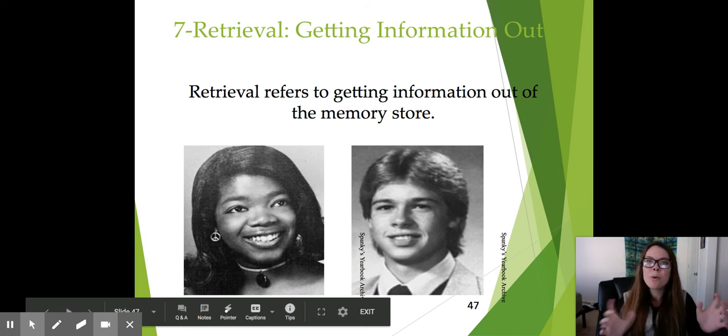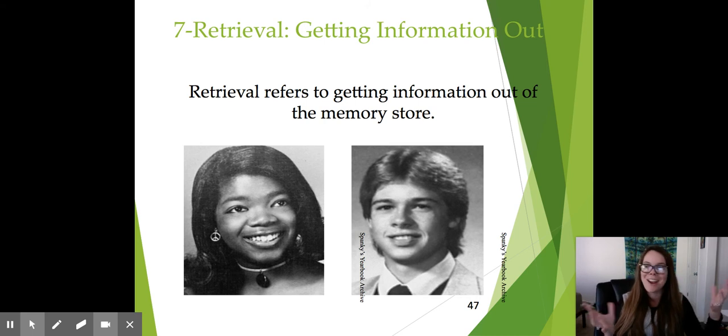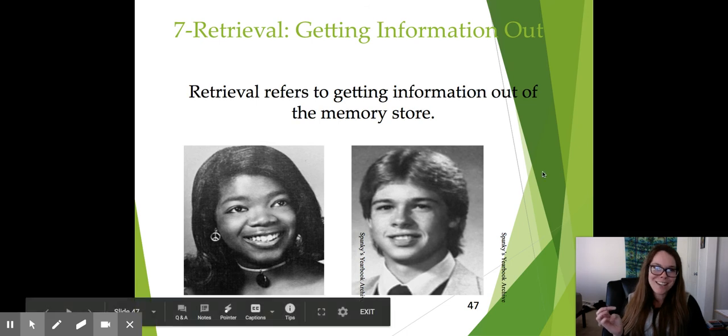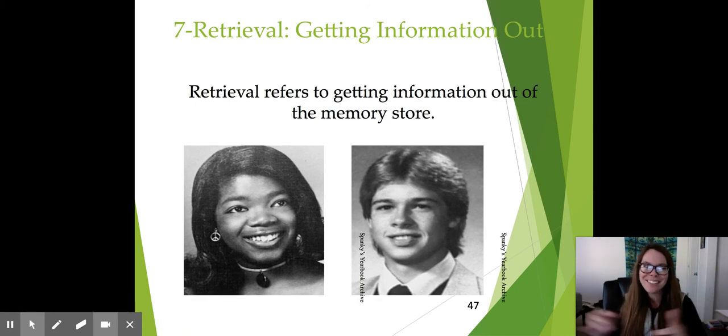So now we're going to get a little bit into retrieval and getting information out. If you can't tell, this is Oprah Winfrey and that is Brad Pitt. I was trying to think, how do we get retrieval out? I don't know how I encoded their faces. I did, but here they are. So retrieval refers to getting the information out of the memory storage, okay?